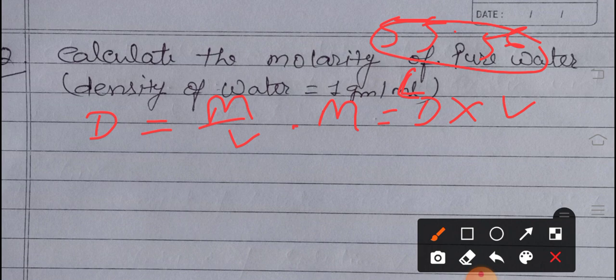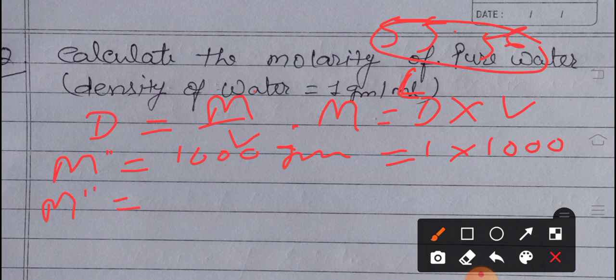D equals 1, and the volume per liter is 1000 milliliter. Now the mass of the water, represented by m dash, equals 1000 gram. The molecular weight of water, H2O, equals 2 plus 16, equal to 18.